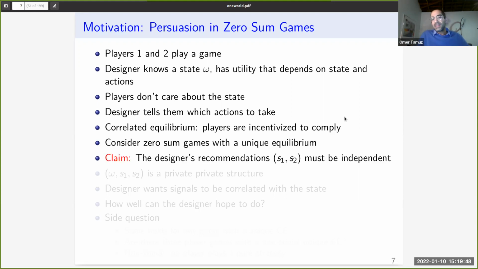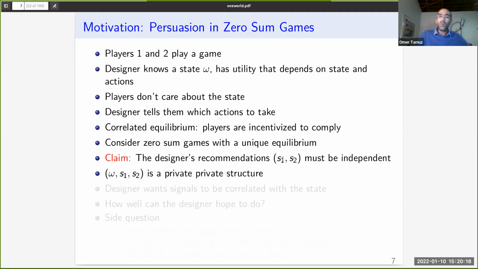Because there's only one correlated equilibrium, the designer's recommendations, S1 and S2, are also going to be the mixed strategies that the players play. They have to be independent because there's a unique correlated equilibrium. It has to also be a Nash equilibrium. So these S1 and S2 have to be independent of each other, which means that omega, S1, S2 is a private structure.